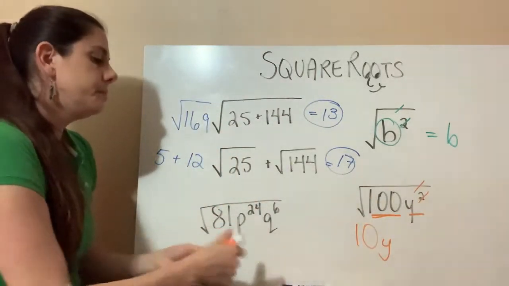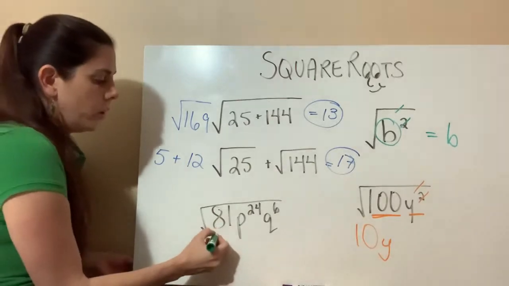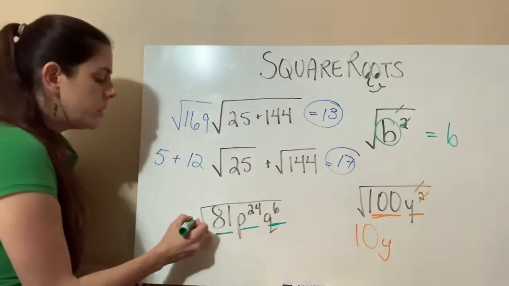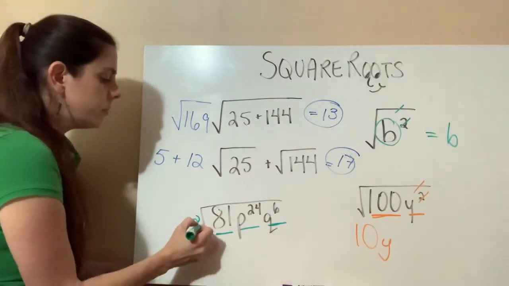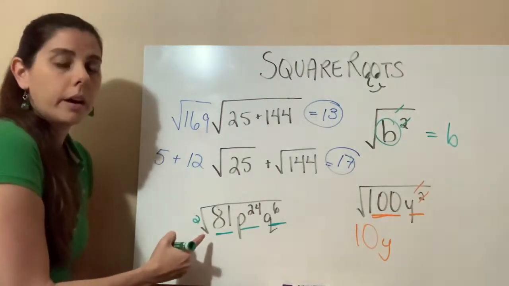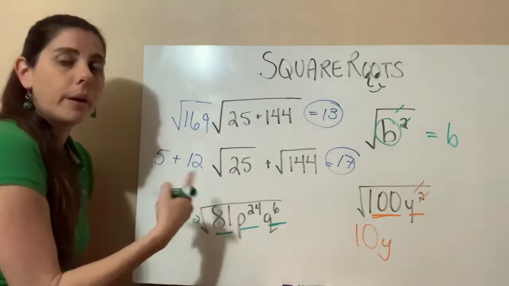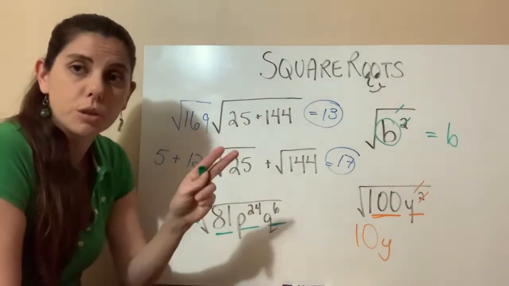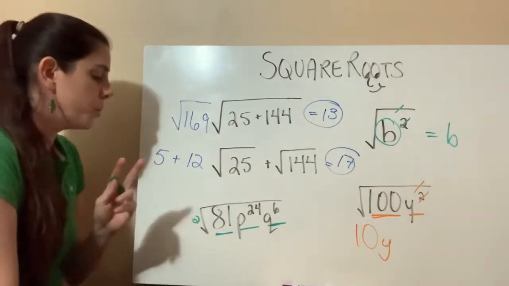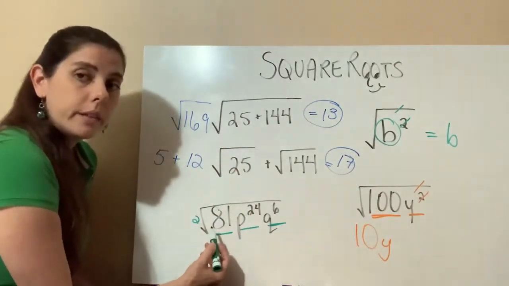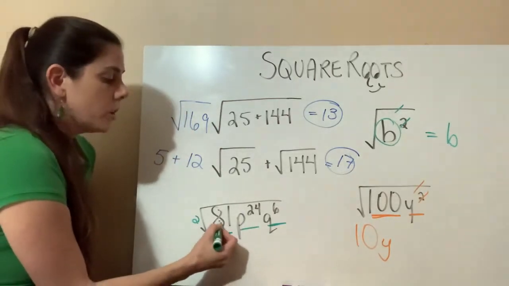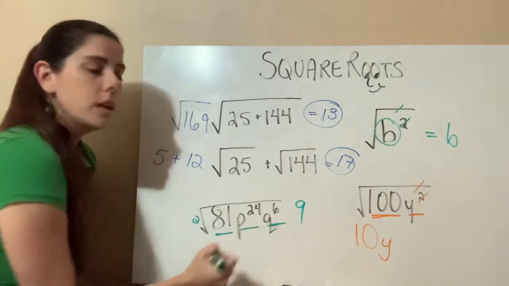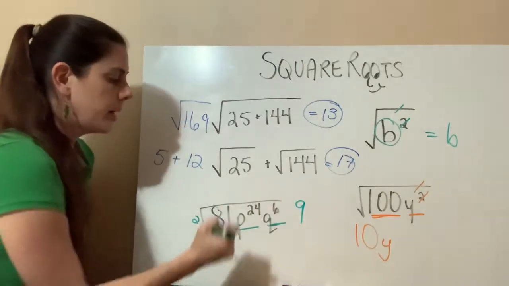And then our last one, we have three pieces here: an 81, a p to the 24th, and a q to the 6th. What I'm going to do here is put this 2 back in. Remember, when we have a radical sign without a number, it's implied that it's a square root, or that the root is the second root. So we're going to take the square root of each of these pieces. What is the square root of 81? Well, 9 times 9 equals 81. So the square root of 81 is 9.